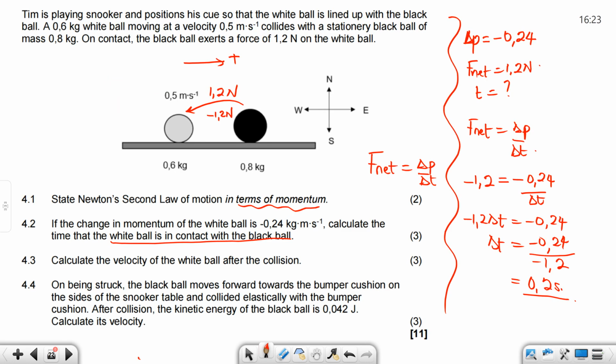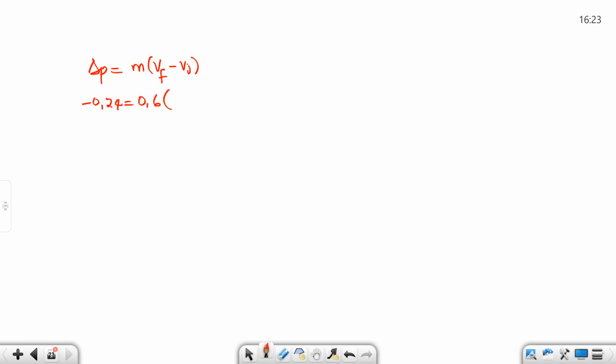What's the final velocity? Do we know that? No. What's the initial velocity? It's moving to the right, so minus 0.5. Make sense? All right, let's do the maths together. Can we divide by 0.6 both sides? What are we going to get? Negative 0.4 equals vf minus 0.5. If we move that there, vf will be 0.1 meters per second. I hope it makes sense.